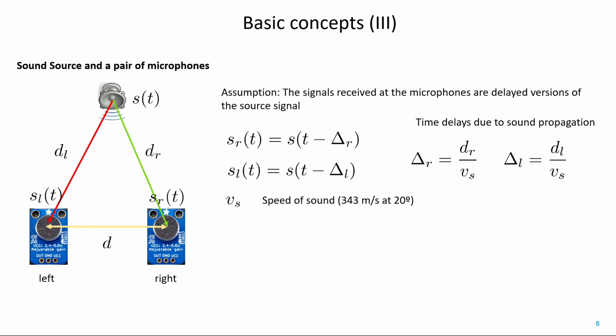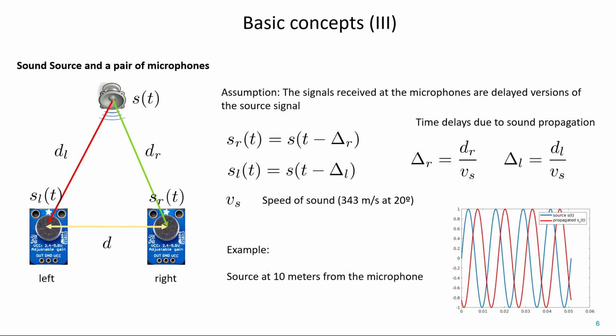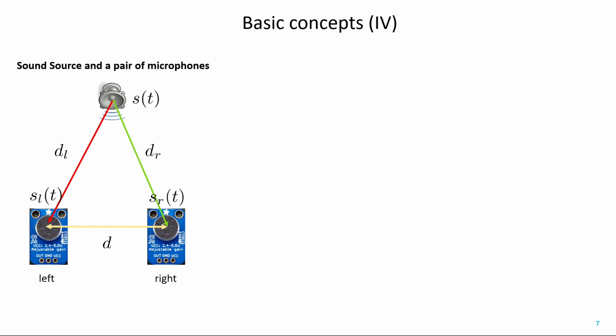These time delays, deltaR and deltaL, are due to the time it takes for sound to propagate from the source to each microphone. They are calculated as the distance divided by the speed of sound. So deltaR equals dR divided by the speed of sound Vs, and deltaL equals dL divided by Vs. The plot here illustrates this phenomenon. The red signal represents the propagated signal S(t) arriving at a microphone that is 10 meters away from the source, showing a time delay compared to the original blue source signal S(t). Now let's relate the two microphone signals directly.